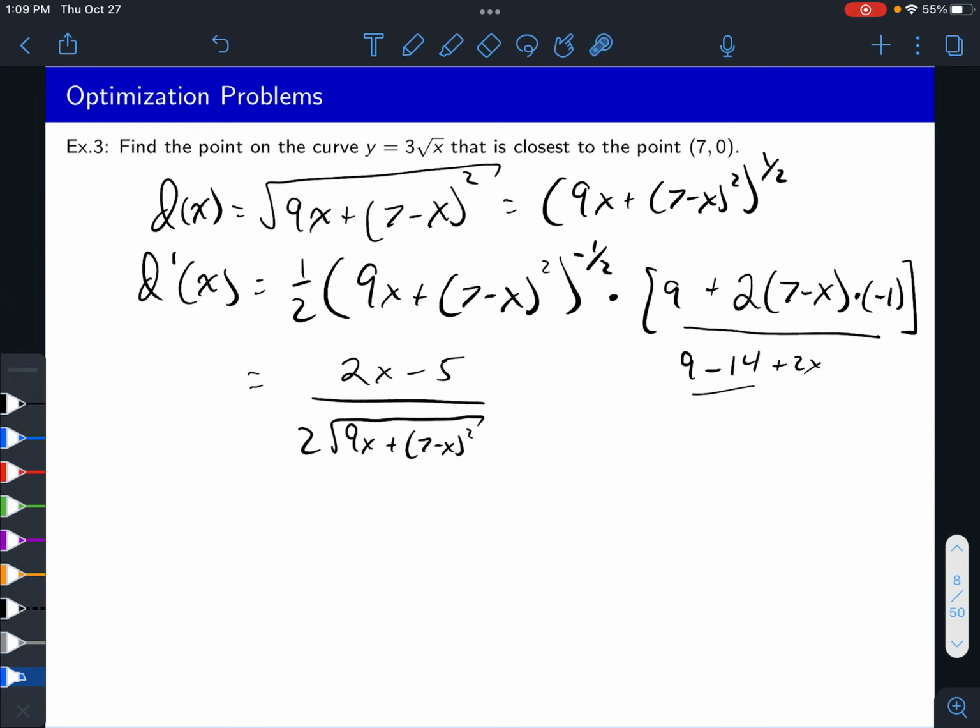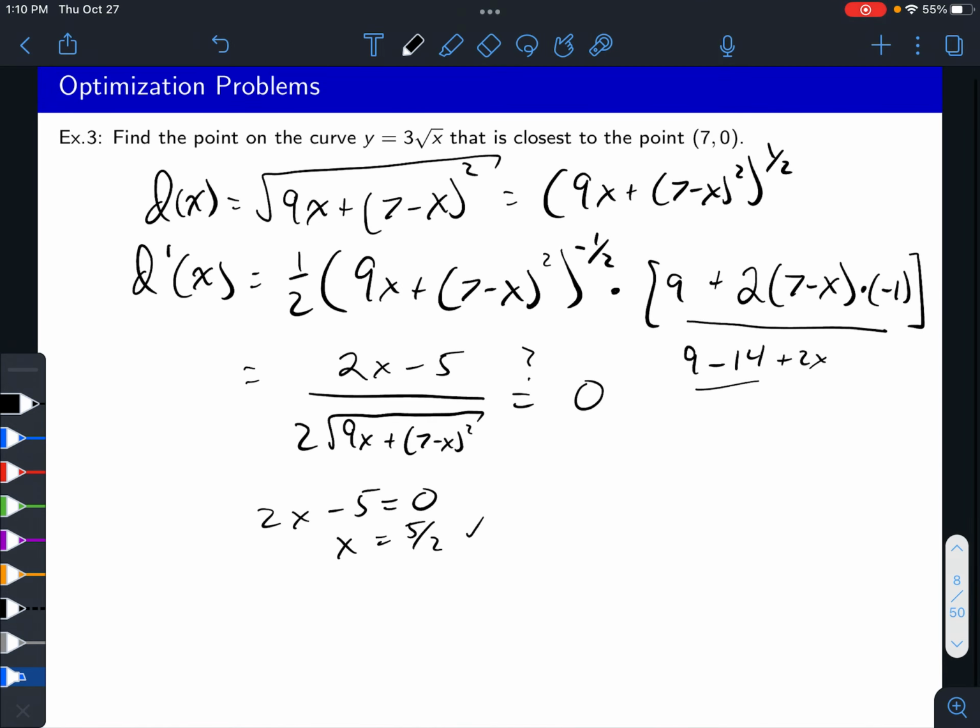All right, so we're looking for places where the derivative is equal to 0 or if it's undefined. So we want to know when is this thing equal to 0 and when is it undefined. So if it's equal to 0, then we would just want 2x minus 5 equal to 0. And so x would be equal to 5 over 2, or just 2.5. So that would be one of our critical points.